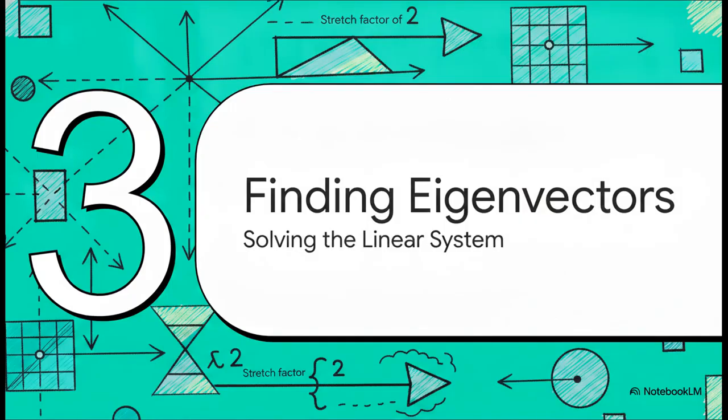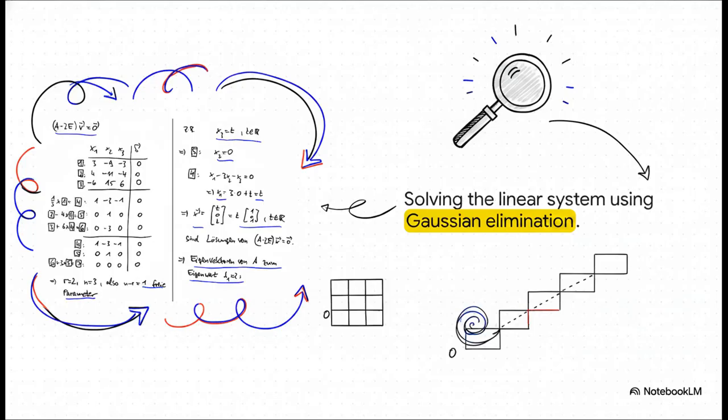All right, section 3, finding the eigenvectors, solving the linear equations system. So let's take lambda equals 2. We subtract 2 directly down the diagonal of our original matrix, which gives us a brand new linear equation system. From there, we just use your standard Gaussian row operations to simplify it into stepped form. And look at that. Notice how the bottom row becomes all zeros?